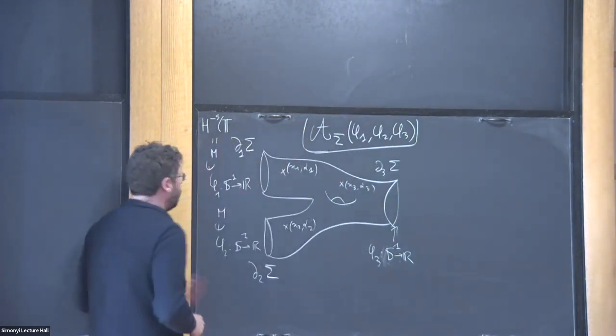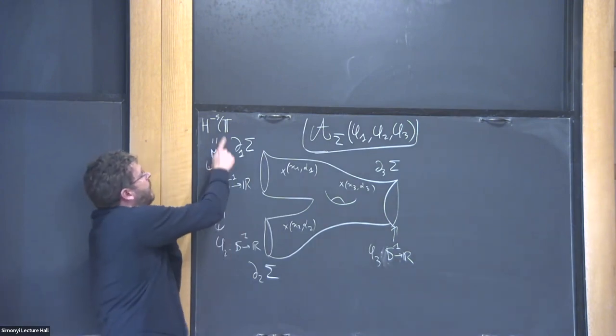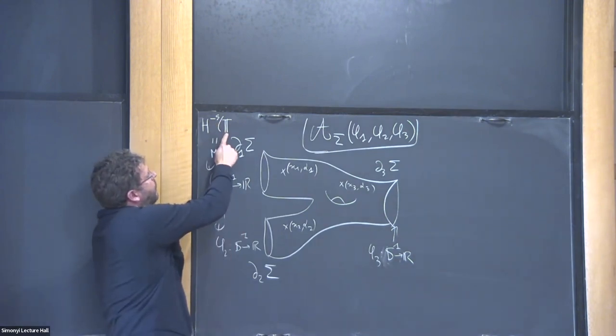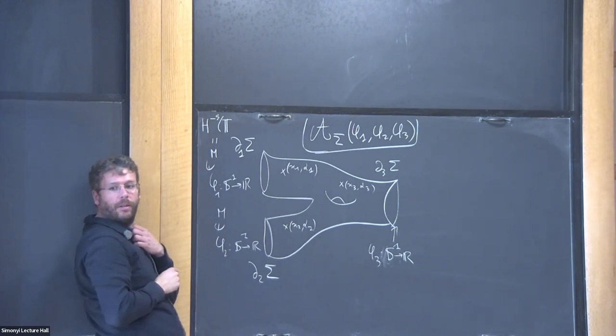Okay, and actually, just to jump in, M is H minus S of the circle. That's a Hilbert space. Yeah, so I'm going to equip.